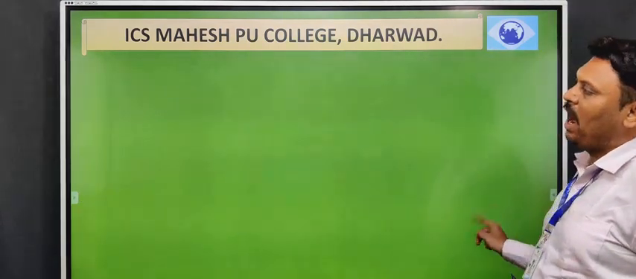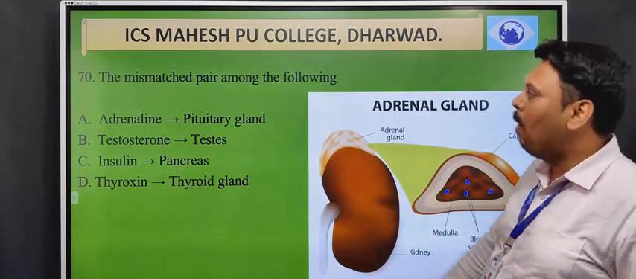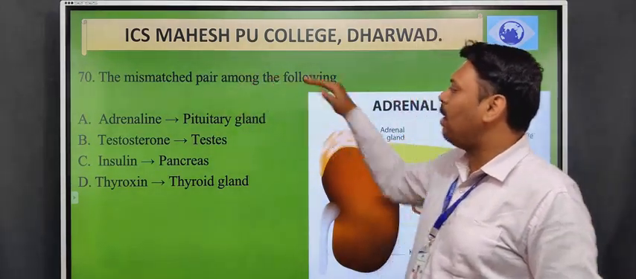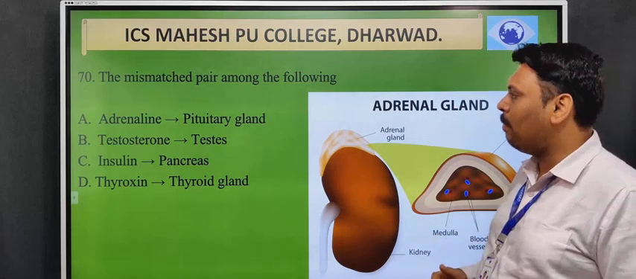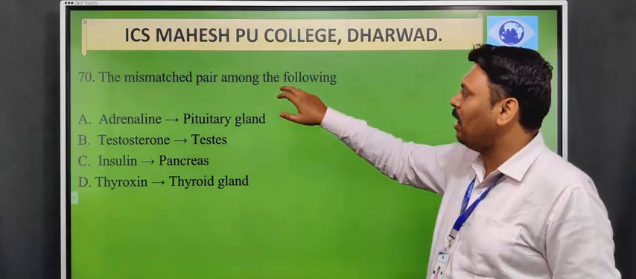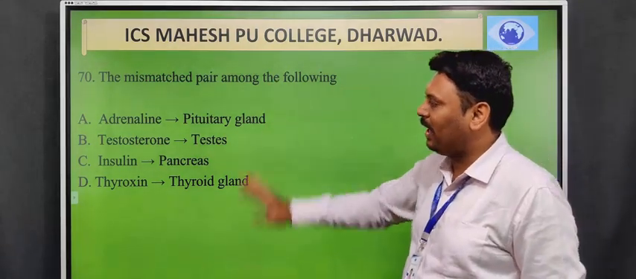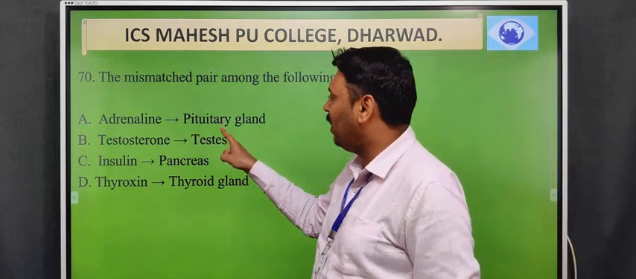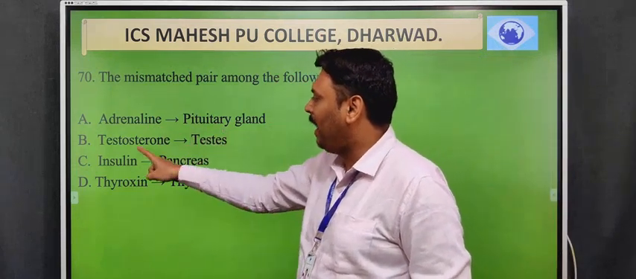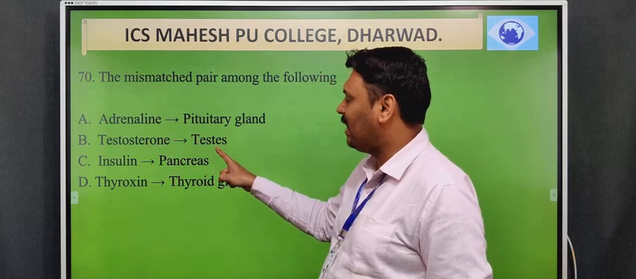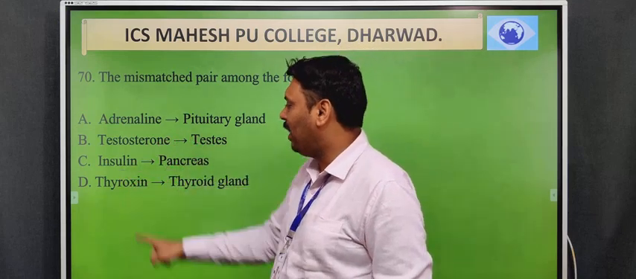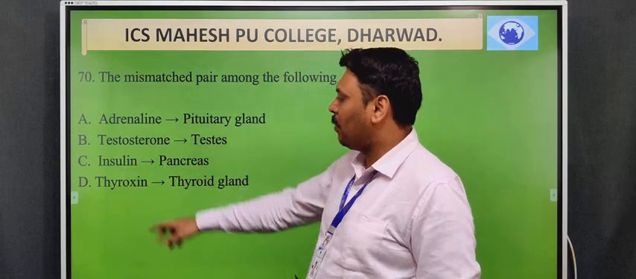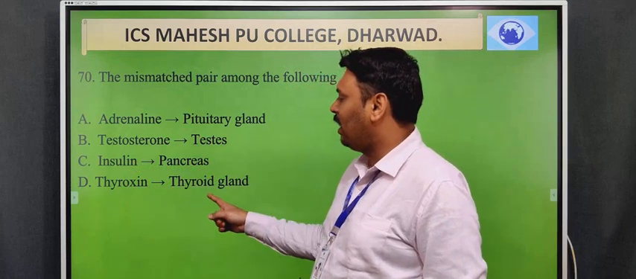Then the next question we have is: most mismatched pair among the following. Option A, adrenaline, pituitary gland. Option B, testosterone, testis. Option C, insulin, pancreas. And option D, thyroxine, thyroid gland.